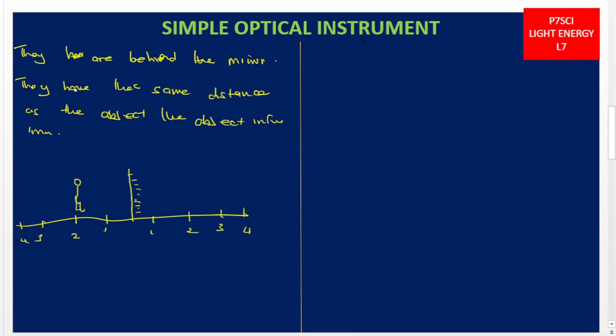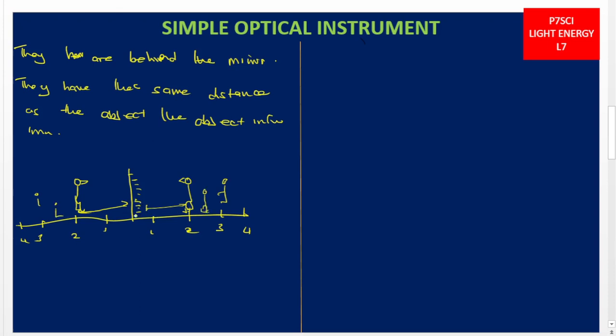So what do we mean by this characteristic here? The image is going to be formed behind the mirror, at the same distance as the object. Now if the object is at 2 centimeters, the image will also be at 2 centimeters. If the object extends to 3, the image will extend to 3. If it comes back to maybe 2.5, the image will be at 2.5.